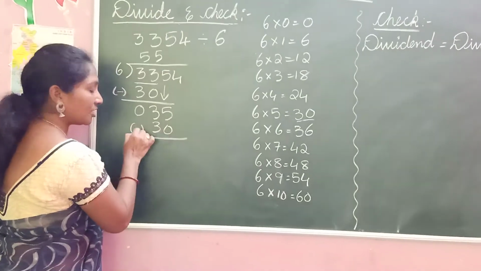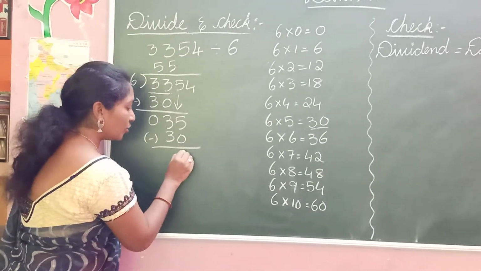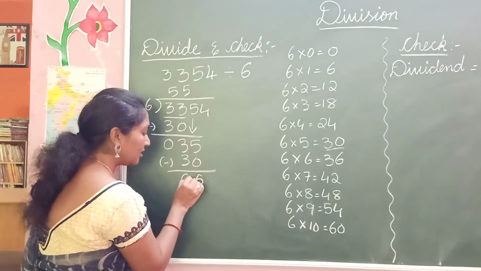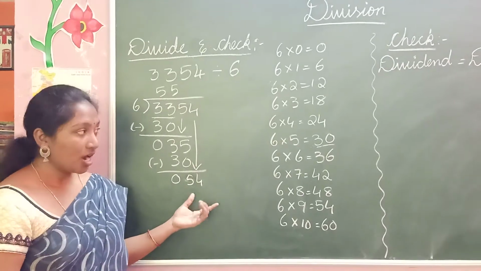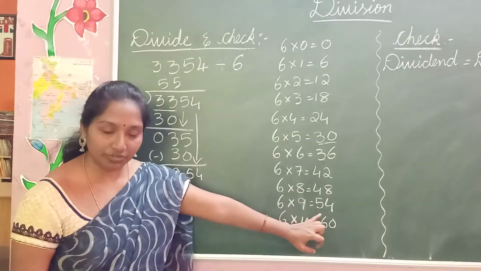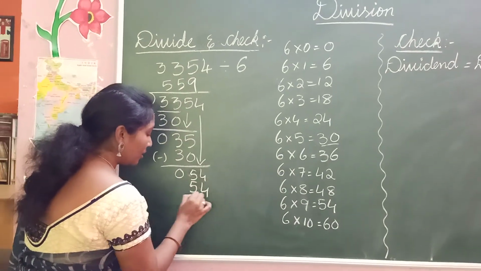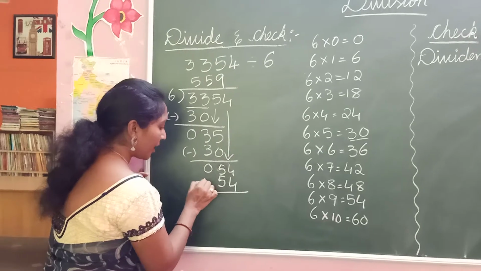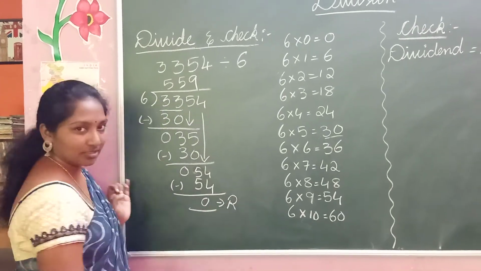Now do the subtraction. 5 minus 0 is 5, 3 minus 3 is 0. Carry down 4, 54. Now check whether 54 is there or not. Yes, here 6 9s are 54. So take 6 9s are 54. 54 minus 54 is 0. 0 is the remainder.